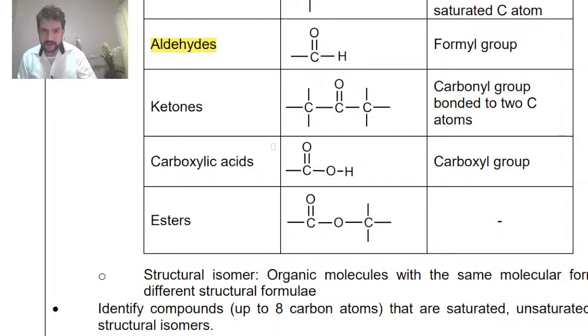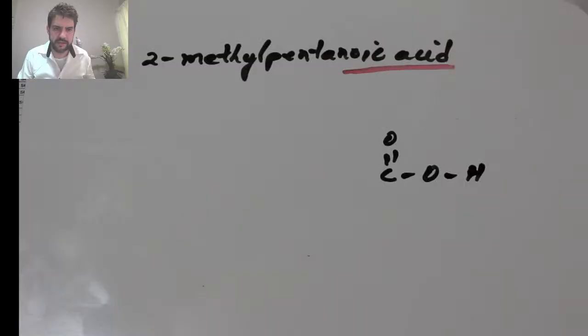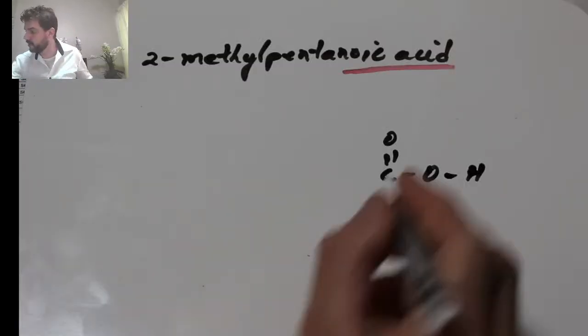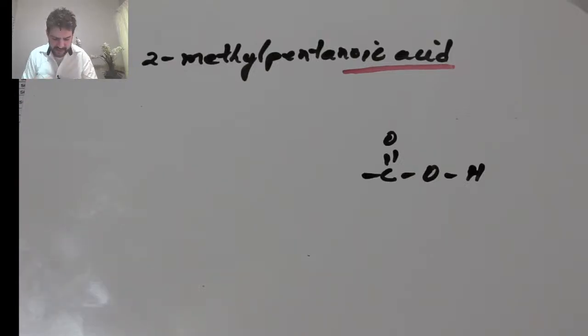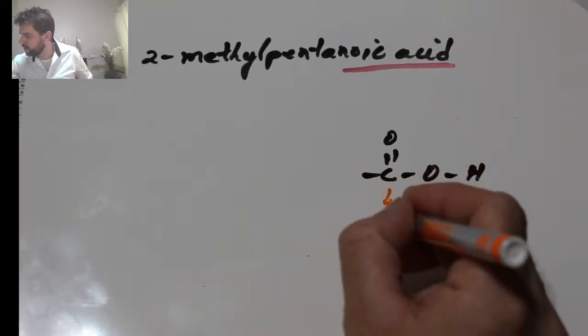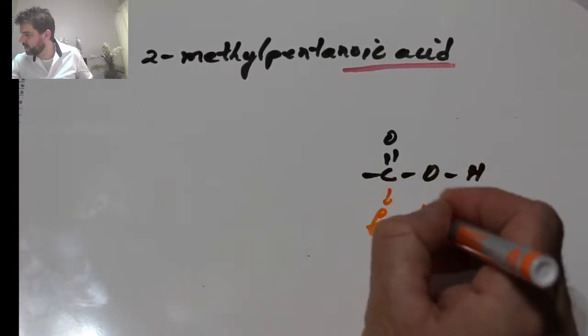What is the functional group for carboxylic acid? We have carbon, double bond with oxygen, single bond to oxygen, then hydrogen. That one is the functional group of the carboxylic acid in structural form. Okay, now important. This is carbon number 1. This is the first carbon.